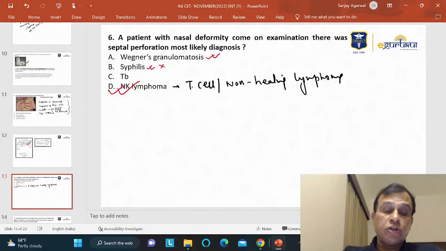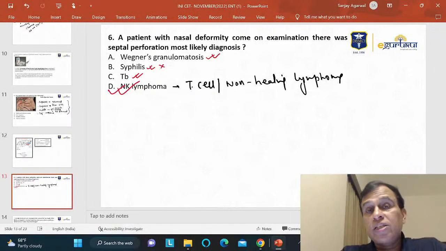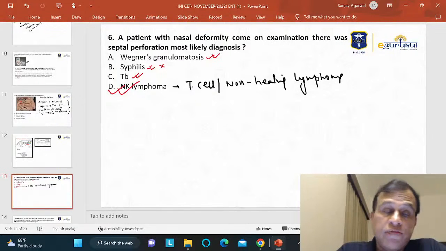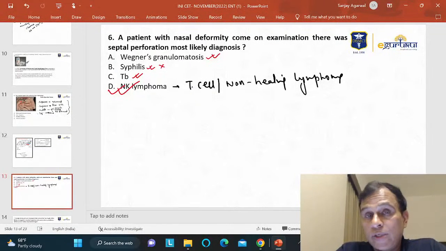The same is true for tuberculosis also. Tuberculosis is even less severe as far as nose damage is concerned than syphilis. Syphilis is even more aggressive than tuberculosis. So tuberculosis will hardly ever cause septal perforation or deformity, but the possibility is always there.